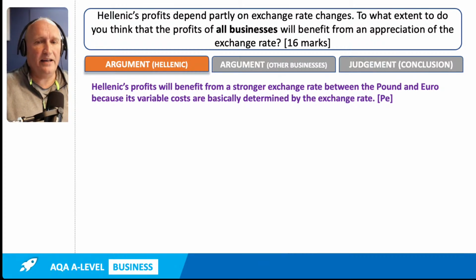Okay, so here we go. Hellenic's profits will benefit from a stronger exchange rate between the pound and euro, because its variable costs are basically determined by the exchange rate. So this is an example of PECAN. Up to that first point, we just write one sentence. That's it. We state the point we're going to develop.